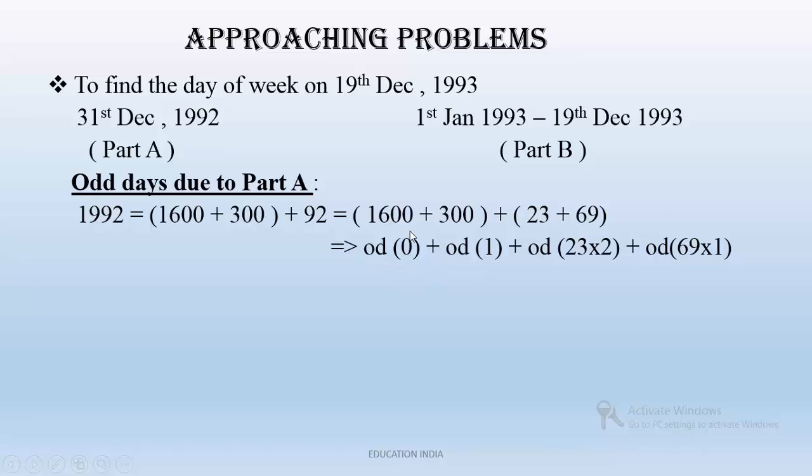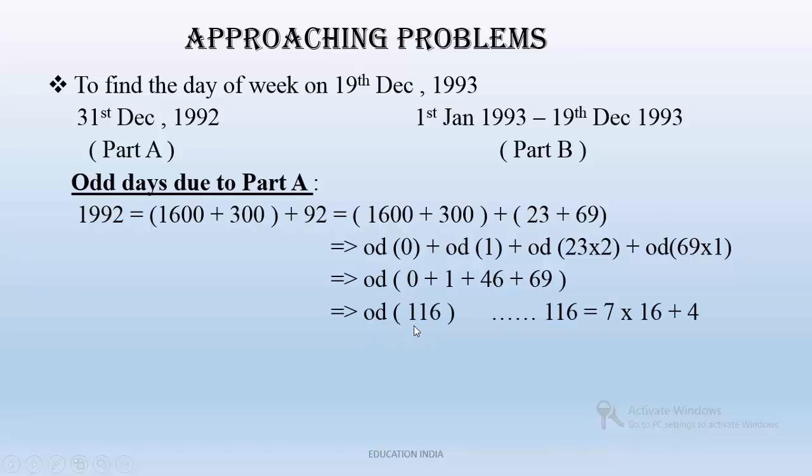Now we calculate the number of odd days due to these parts. As mentioned in the previous slides, the number of odd days due to 1600 is 0. The number of odd days due to 300 is 1. And the number of odd days due to each leap year is 2. So, for 23 leap years, the total number of odd days is 23 into 2. The total number of odd days for 69 non-leap years is 69 into 1. Adding all these, we get the total number of odd days as 0 plus 1 plus 46, that is 23 into 2, plus 69, which comes out as 116.